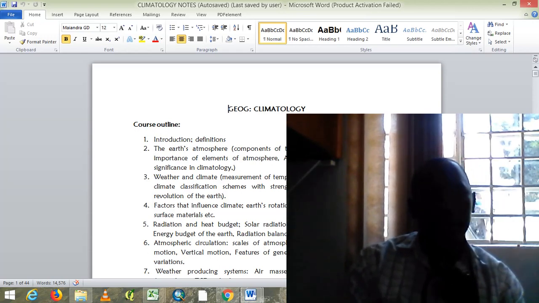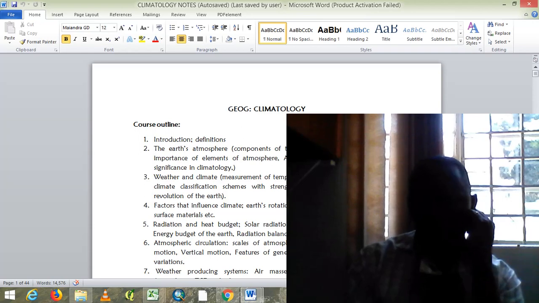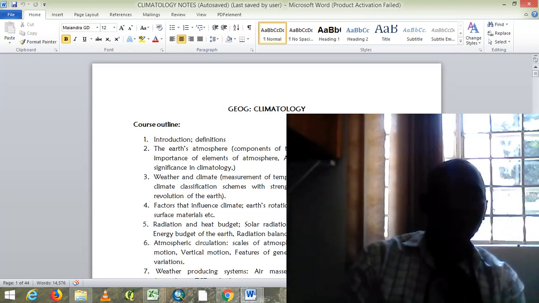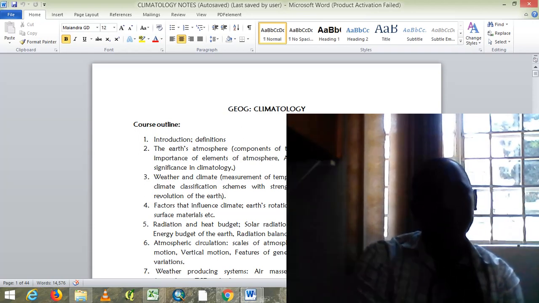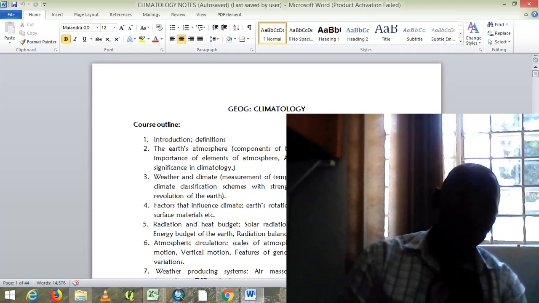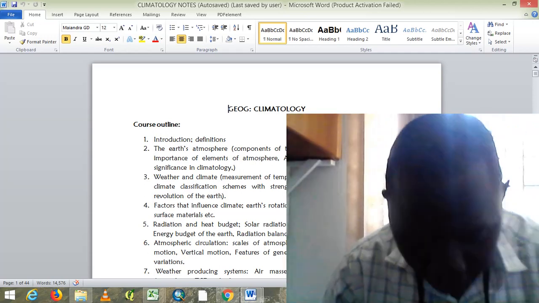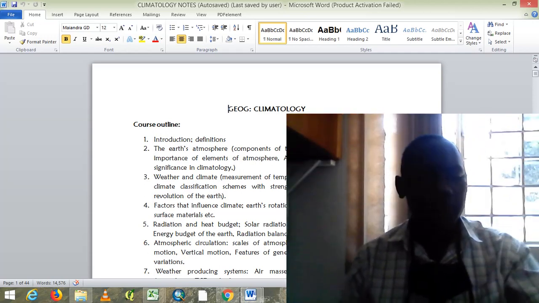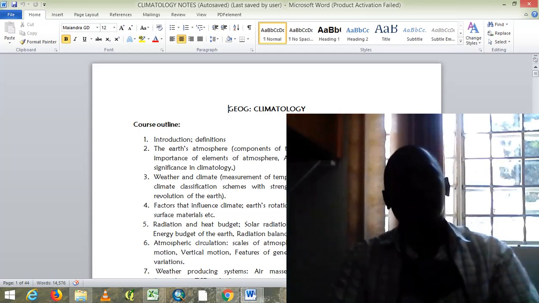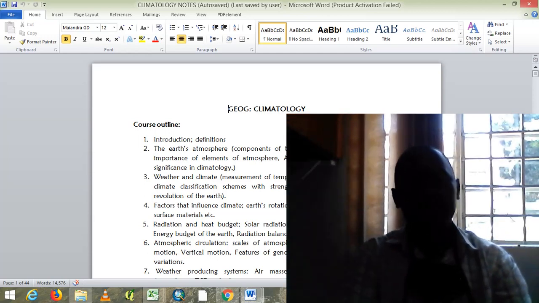And then climatic classifications, what we call climatic classification schemes, each of them looking at its strengths and weaknesses. And then we shall look at the factors that influence climate, because we know that climate is not homogeneous all over the Earth's surface. So here we'll be interested in knowing which factors bring about this heterogeneity in terms of climate.